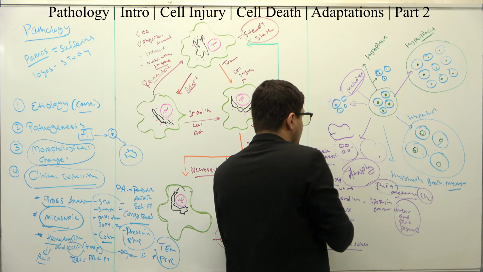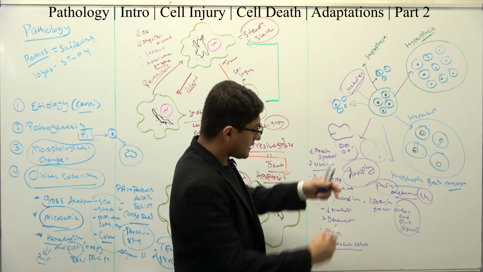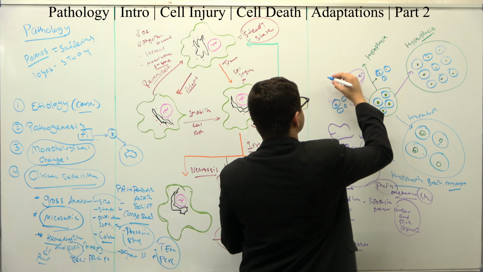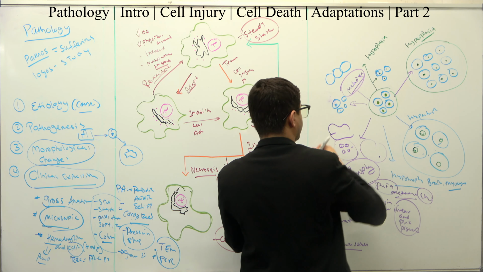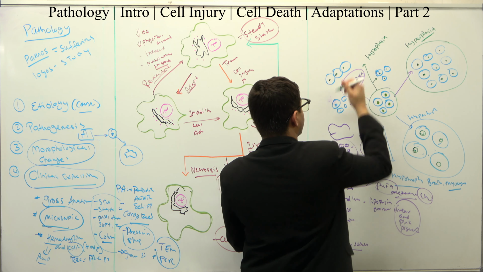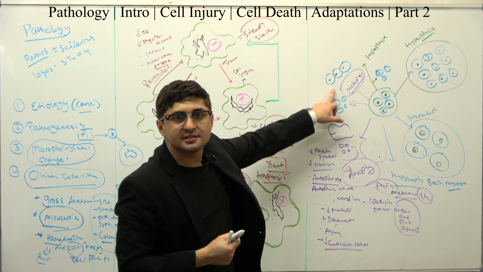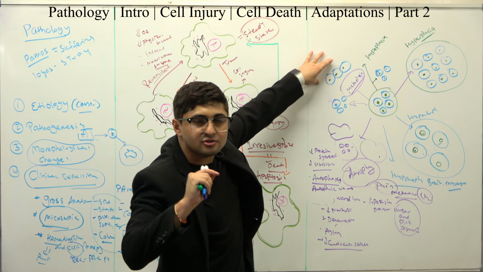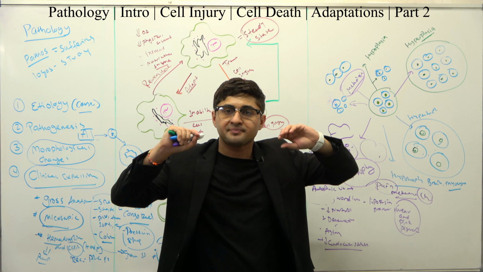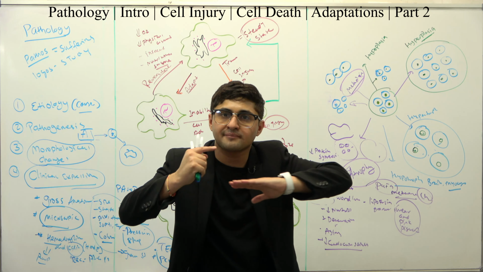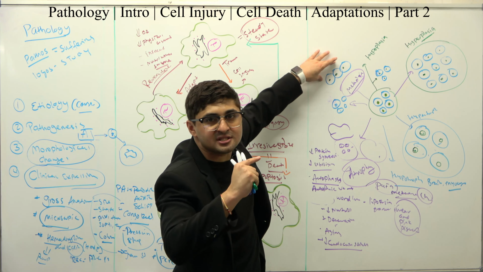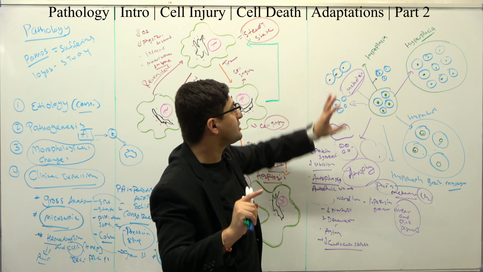Metaplasia is referring to this: let's say these cells are columnar epithelial cells. These are already differentiated cells. Later, the cells sort of reprogram themselves, and then they are replaced by another cell. That's basically what metaplasia means. And I'll show what I mean.